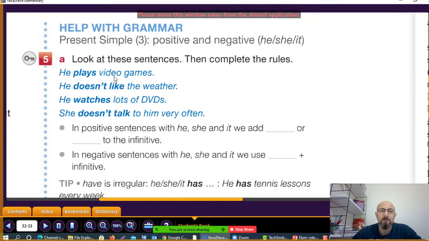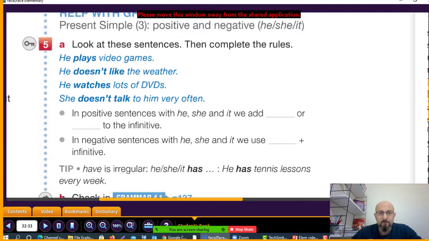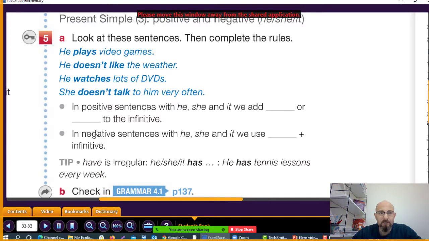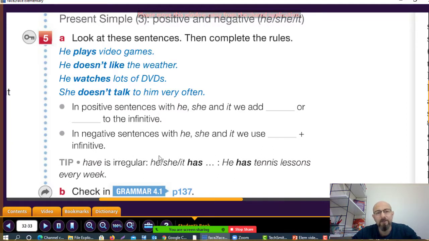He plays video games. He doesn't like the weather. He watches lots of DVDs. She doesn't talk to him very often. So, read these sentences. Fill in the gaps. Stop the video. 1-2 minutes. Fill in the gaps. After that, we do it together.